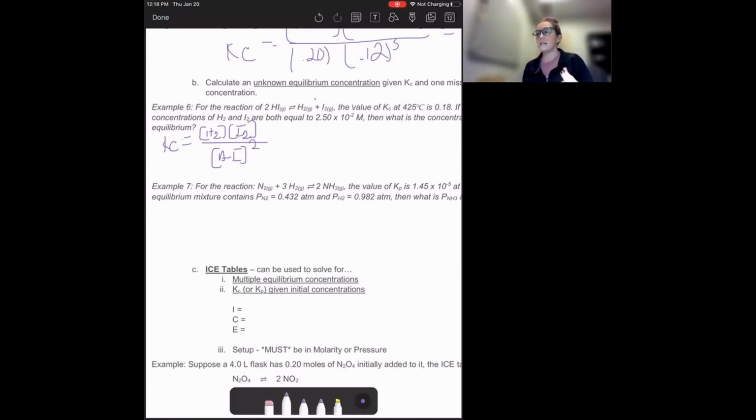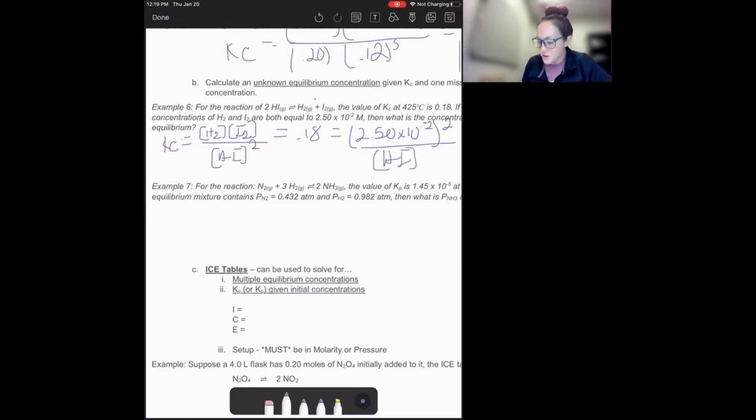All right, so it says this is 0.18. So this equals 0.18, and I'm going to plug in everything that I know. The one that I'm missing is just the one on the bottom. So I know H2 and I2 are both 2.50 times 10 to the negative second. Now they're both the same, so instead of writing it twice, I'm just going to write squared over the HI concentration.